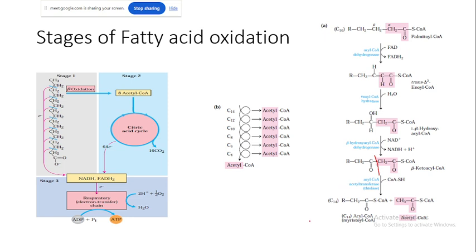Again this C14 will enter into beta oxidation. After one round of beta oxidation, it will make one molecule of acetyl CoA and it will become C12. Then again C12 will make one molecule of acetyl CoA, C10. C10 will make one molecule of acetyl CoA, C8. C8 makes one acetyl CoA, C6. C6 makes one acetyl CoA, C4. C4 will make two molecules of acetyl CoA. So total 1, 2, 3, 4, 5, 6, 7, 8 molecules of acetyl CoA will be produced, right?